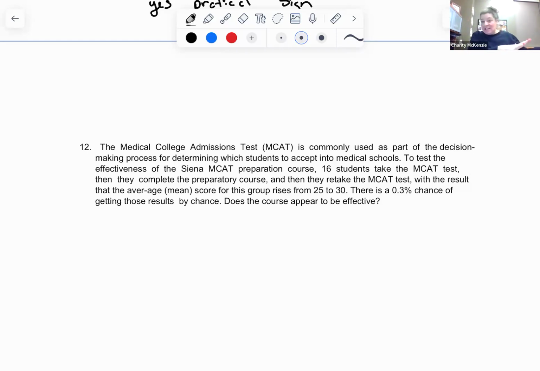Okay, so some people just take the MCAT, and some people take a course to prepare them for their MCAT. With the results that the average mean score of the group rises from 25 to 30, there is a 0.3% chance of getting those results by chance. Does this course appear to be effective? Okay, so we went from a 25 to 30 when we did the course. That's great. And they say there's a super small chance of getting 5 points more. I don't really know how this scores because, like I said, I'm not a doctor, so it's super hard to judge.